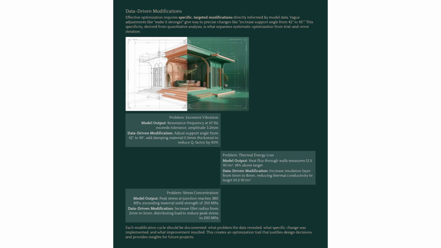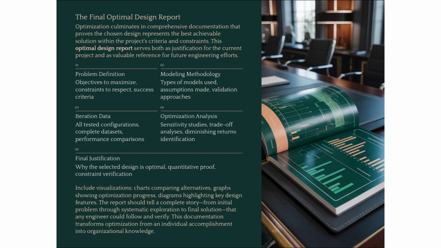The whole point is that your modifications must be data-driven. If the model data shows that the highest point of stress is at the corner joint, your modification is not to add a sticker. It's to redesign that joint to be thicker, rounded, or reinforced. The data from your iterative modeling tells you exactly what to change and by how much to get the maximum positive impact.